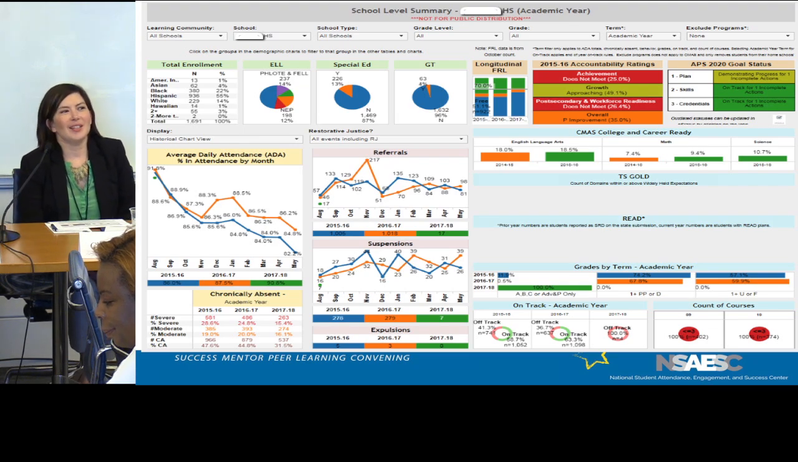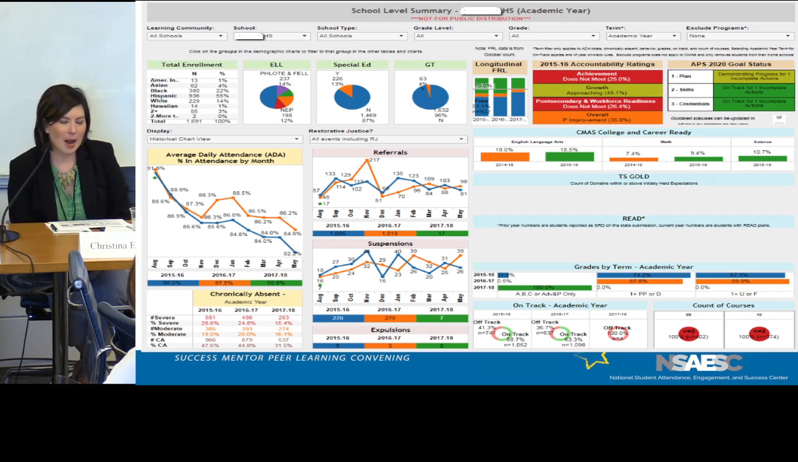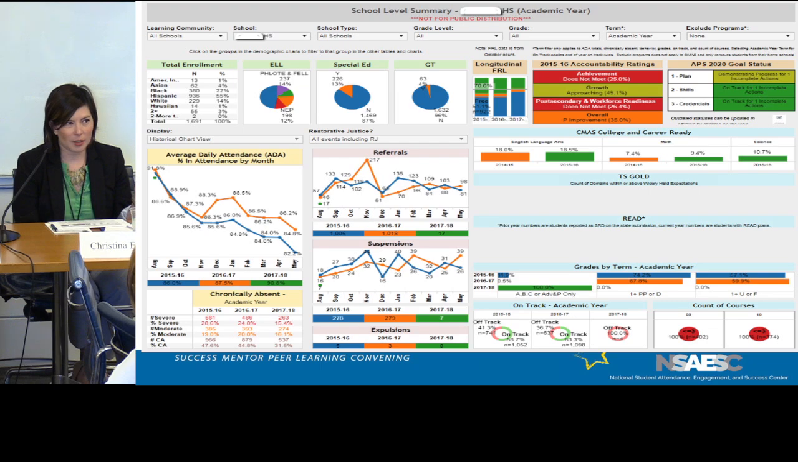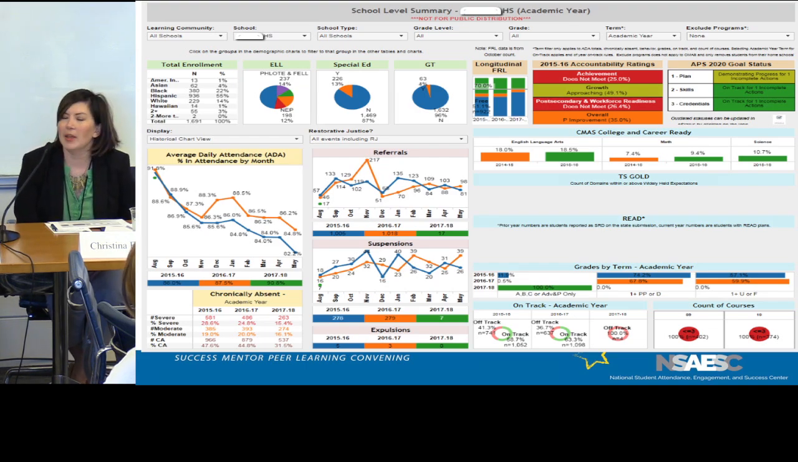Yeah. So this is our school level summary, and this is a lot to take in initially when you look at it. But what it allows staff to do is look at attendance patterns over time. So really what I want to direct you to, and let's see if this works now. No, it's not going to work. What it allows principals to look at are monthly patterns for attendance and then chronic absence.